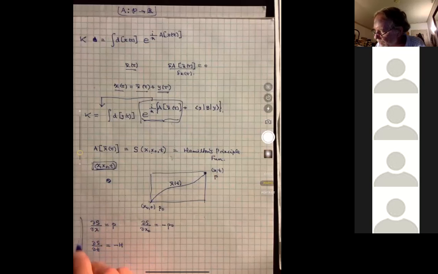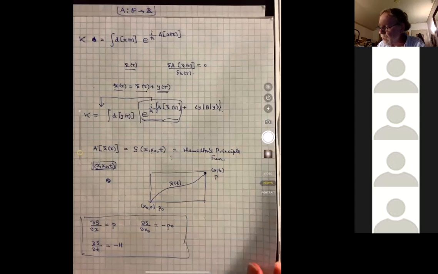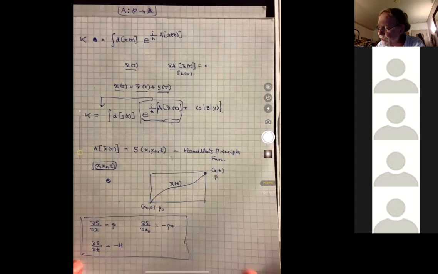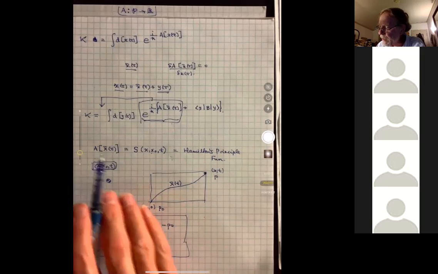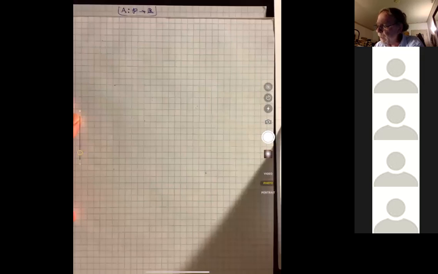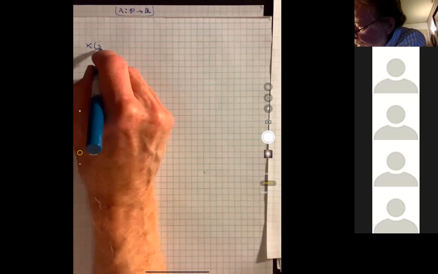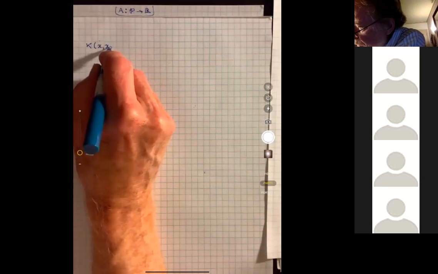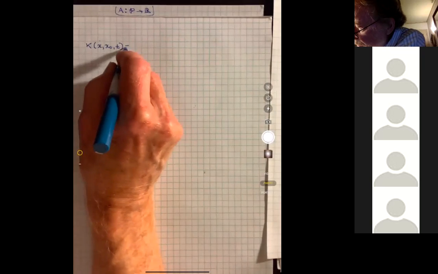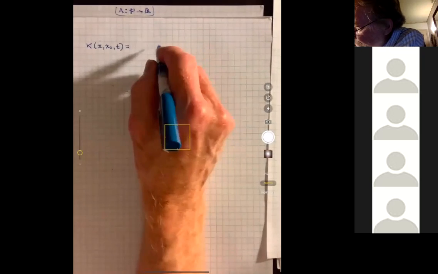So these are called generating function relations, and were discovered by Hamilton. I'm just mentioning that as interesting properties of this function S, which is otherwise the action evaluated in the classical path. In any case, when you do all the work of that infinite dimensional Gaussian integral, what you find then is an expression for the propagator that looks like this.